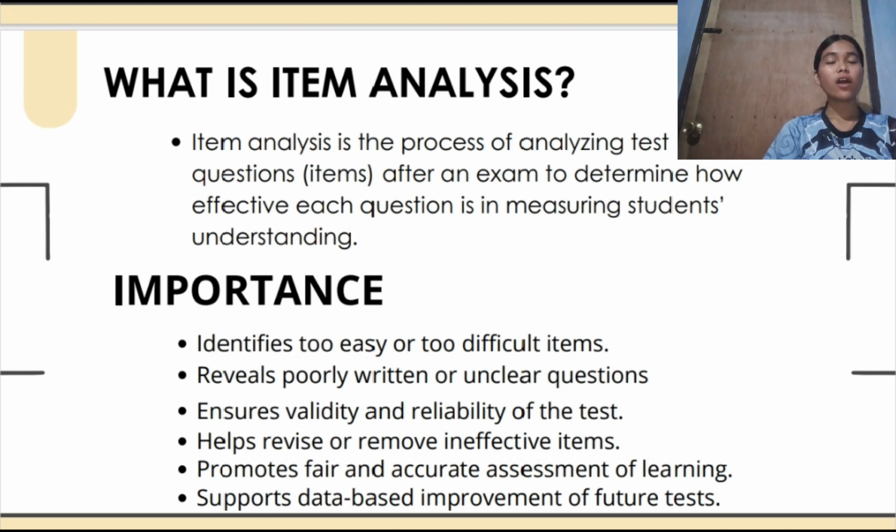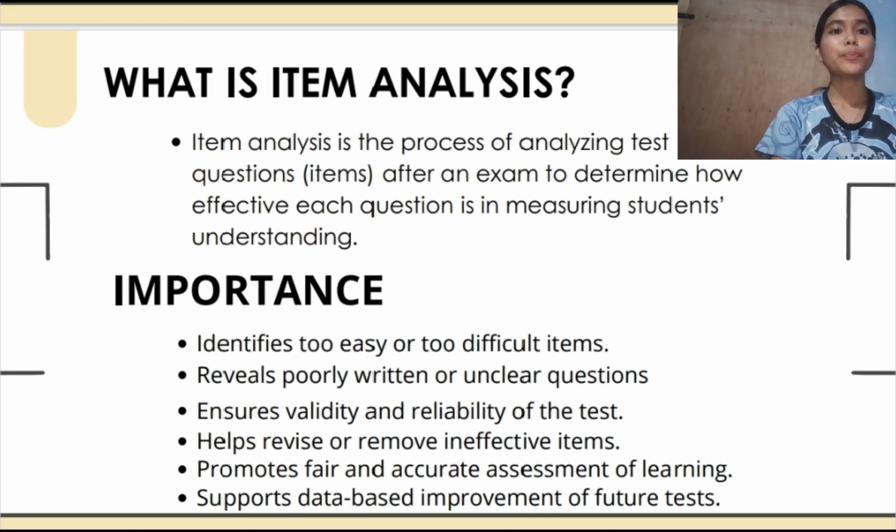And now, let's move on to the importance of item analysis. First, it identifies too easy or too difficult items. It helps you to find questions that everyone gets right or everyone gets wrong. For example, if many students answer a particular question incorrectly, it could indicate that the question was too difficult, confusing, or not aligned with the lesson objectives. This helps the teacher decide whether to revise, simplify, or remove the question. On the other hand, if most students got the question correct, it likely means the question was clear and appropriately matched to what was taught.